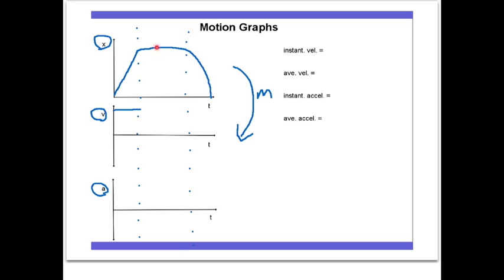What is the gradient over this section here? That's clearly 0 if we pretend that's a horizontal line. So the velocity along that section where the object is not moving will be 0.